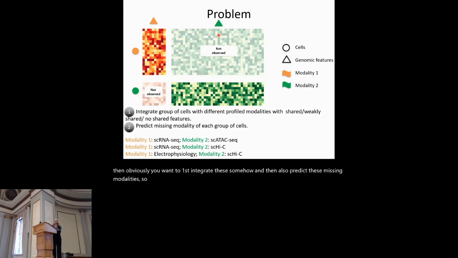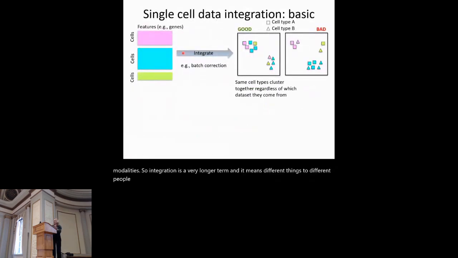Integration is a very loaded term, and it means different things to different people. So in this domain, the very basic integration, which is probably very obvious to this audience, is if you have the same experiment done by different labs or different times or different machines, and you do nothing and just combine the data to increase the power, then your cells are going to be clustered based on the data source, which lab they are coming from. So you want to do something so that when you cluster your cells, they are clustered by the cell type. That's the very basic level of integration.